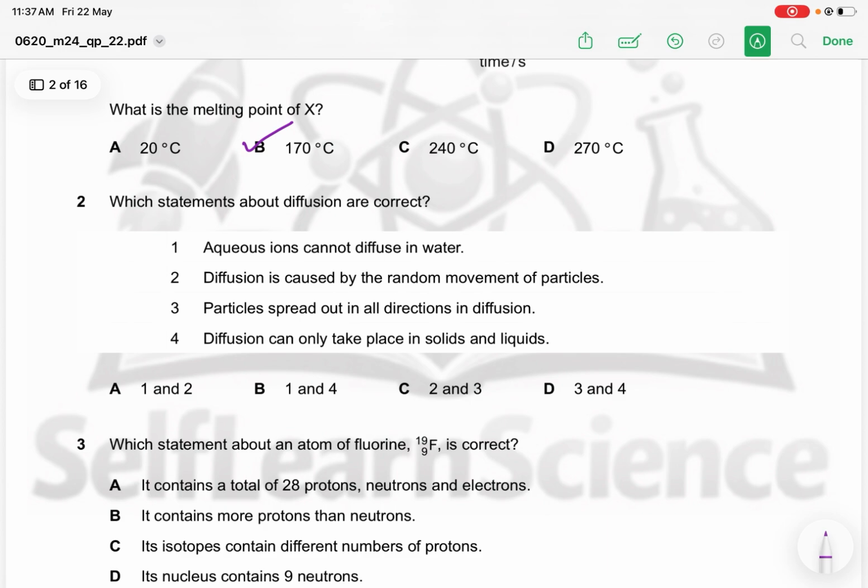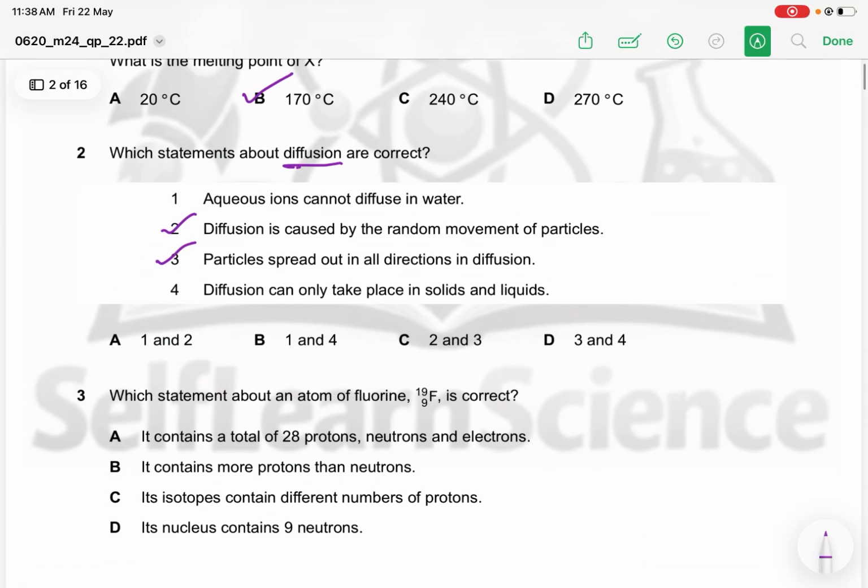Next, which statements about diffusion are correct? Aqueous ions cannot diffuse in water. Second, diffusion is caused by random movement of particles. Yeah, that is correct. Particles spread out in all directions in diffusion. That is also correct. They do not have a specific direction, they are moving in random directions. Diffusion can only take place in solids and liquids. No, diffusion does not take place in solids, but it takes place in liquids. So 2 and 3 are correct. So the correct option is C.